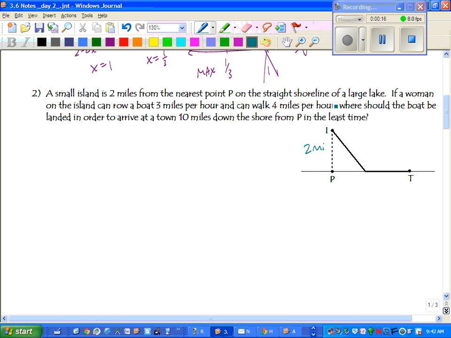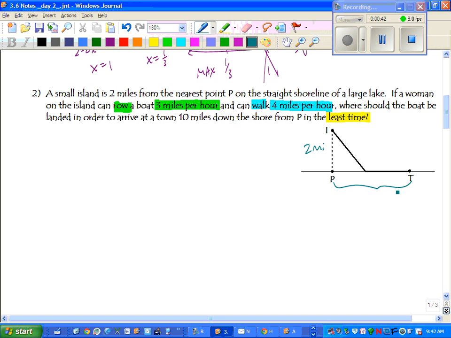On the straight shoreline of a large lake, if a woman on the island can row a boat 3 miles per hour and can walk 4 miles per hour, where should the boat be landed in order to arrive at a town 10 miles down the shore from P in the least amount of time?